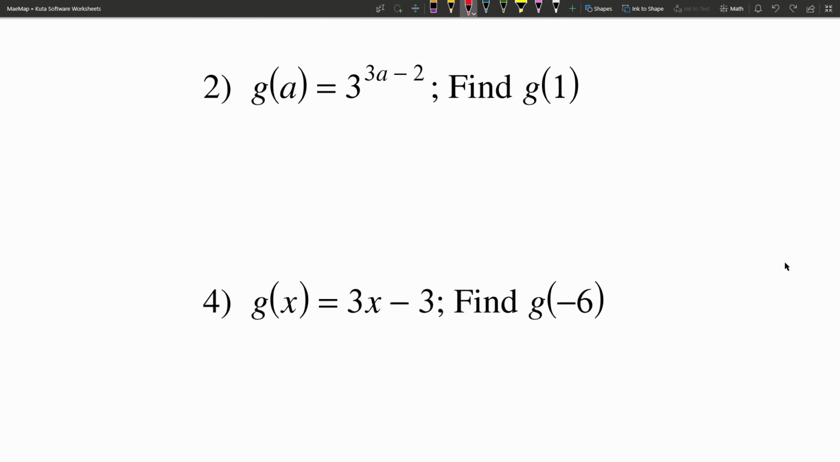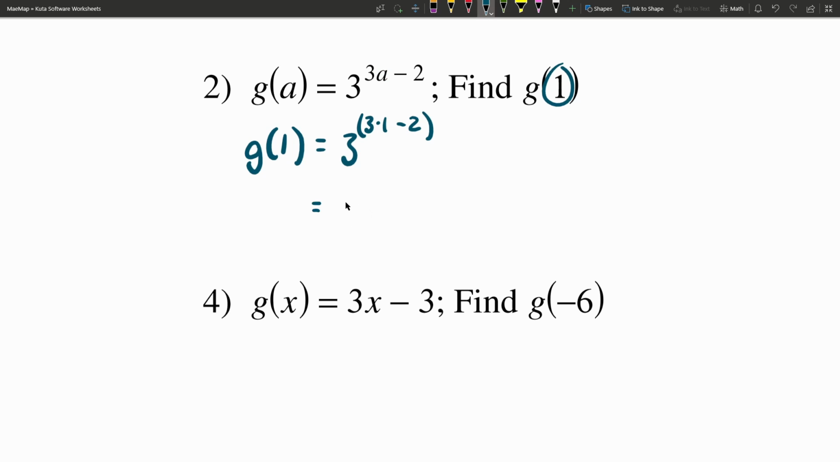In number 2, we have the function g of a equal to 3 to the 3a minus 2. And what we're going to evaluate is g of 1. So we're going to be plugging 1 in for a and solving. So g of 1 is going to be equal to 3 to the 3 times, what are we doing? We're plugging 1 in for a, so that's 3 times 1 minus 2.